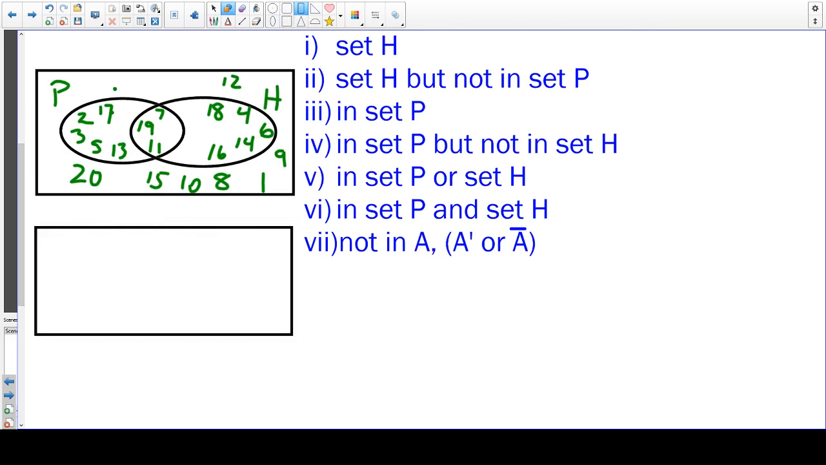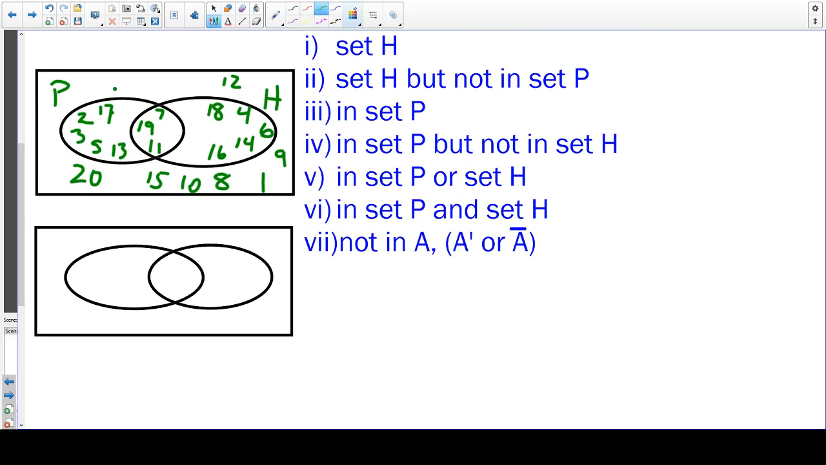So here's another rectangle. Here's an oval. Here's another oval. Here's P, and here's H. So here's what I mean by that. There's 1, 2, 3 things that intersect, so I'm just putting the number 3 to say that there's 3 things. There's 5 things that are in H, but not in P. And there's also 5 things in P that are not in H. And there's 7 numbers floating out all by themselves that aren't in P or in H.